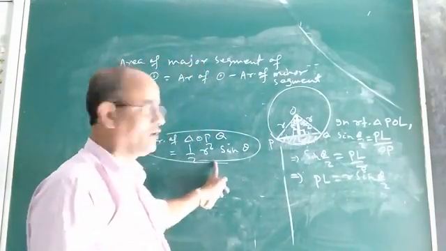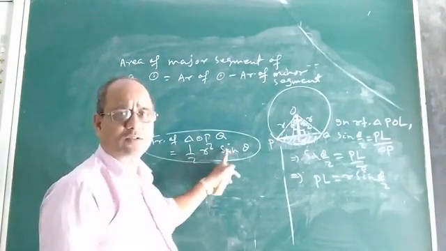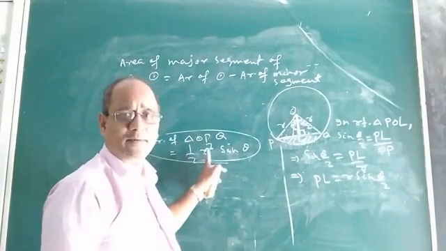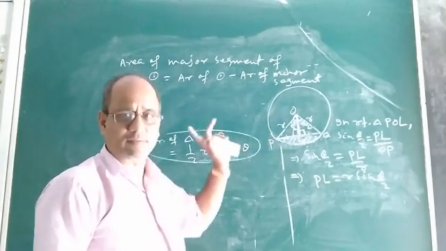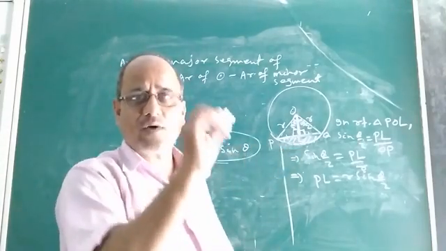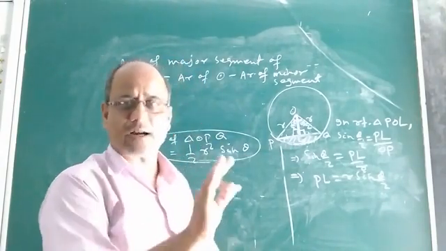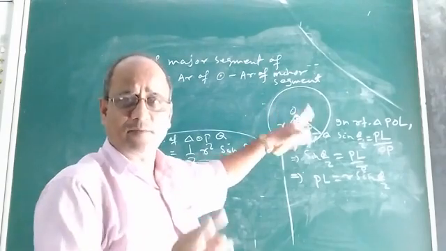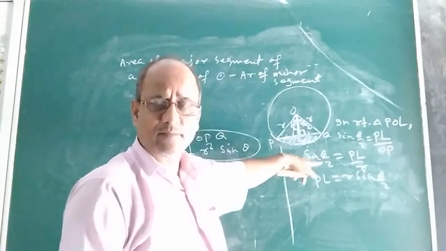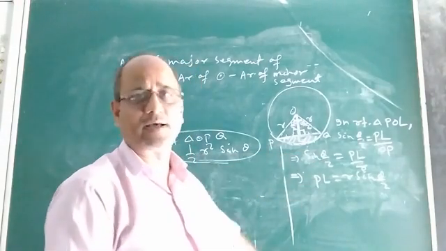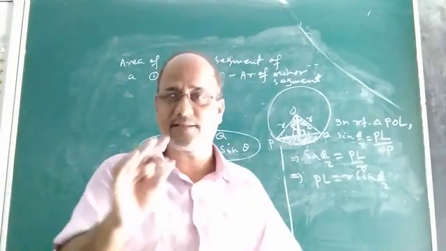And one more formula I told you: you can use half into r square sin theta, half multiplied by the square of the radius multiplied by the sin ratio of the sector angle, to find the area of the triangle, instead of r square sin theta by 2 into cos theta by 2. Both are correct. Now the point is, after finding the area of the minor segment, find the area of the circle, then subtract the area of the minor segment from the area of the circle, so that you will get the area of the major segment of the circle.